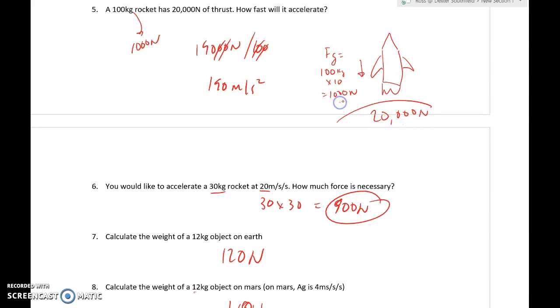So we subtract these two because you need to spend 1,000 newtons overcoming gravity. You're left over with 19,000 newtons of force to accelerate this rocket. Now this rocket has a mass of 100 kilograms, so you divide those, cross out a 0, cross out a 0, and you're left with 190 meters per second squared.